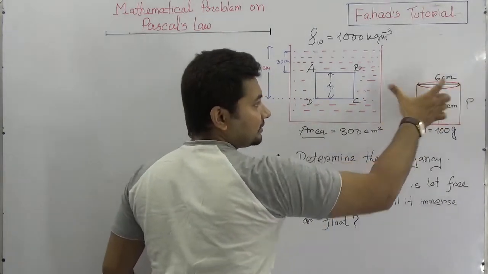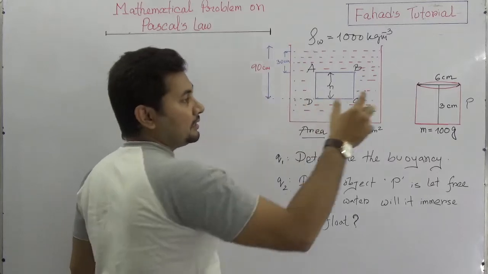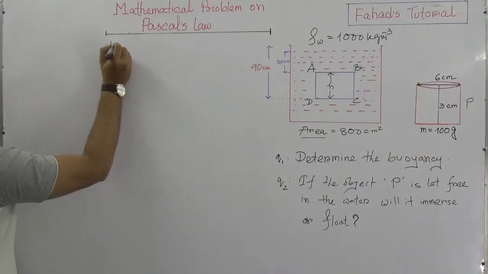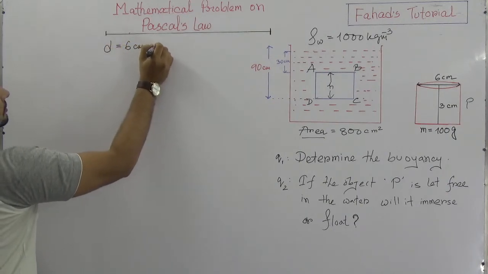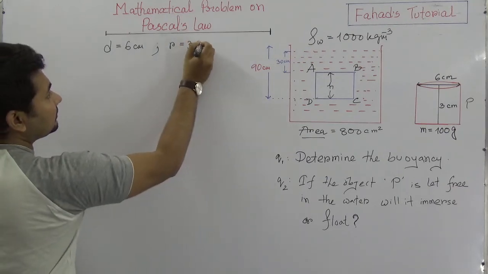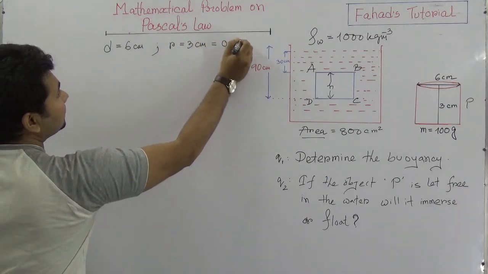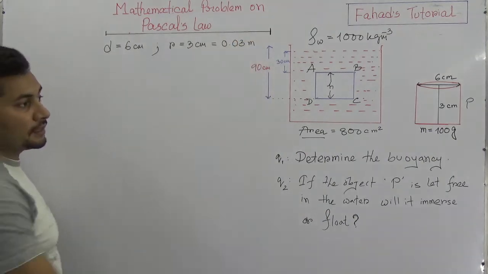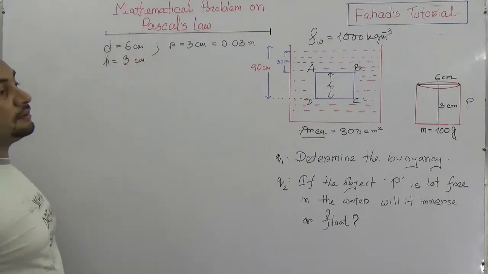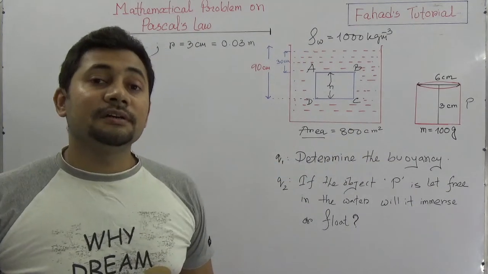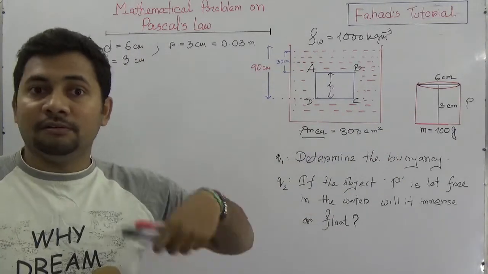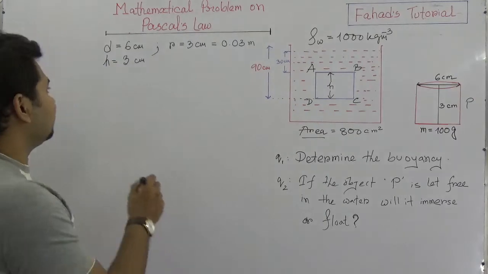The diameter, as it looks like cylindrical, the diameter is 6 centimeter. So as diameter is 6 centimeter, we know that radius would be half of the diameter, that is 3 centimeter, and that should be 0.03 meter. And you see height is given, 3 centimeter. Now what we need to know? We need to know the volume of the object, because it's all about floating or immersing, so we need to find out the V.